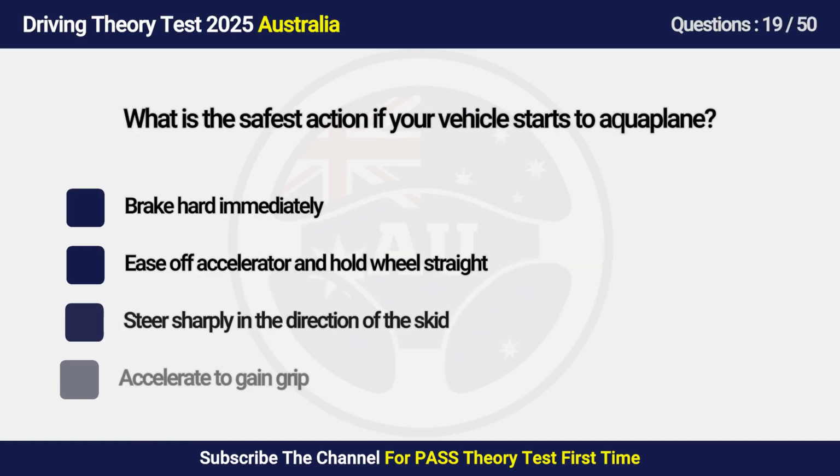Question 19. What is the safest action if your vehicle starts to aquaplane? A. Brake hard immediately. B. Ease off accelerator and hold wheel straight. C. Steer sharply in the direction of the skid. D. Accelerate to gain grip.